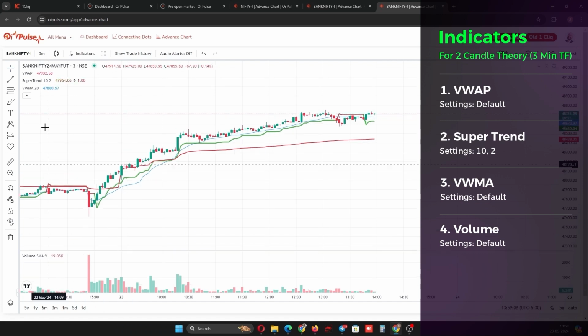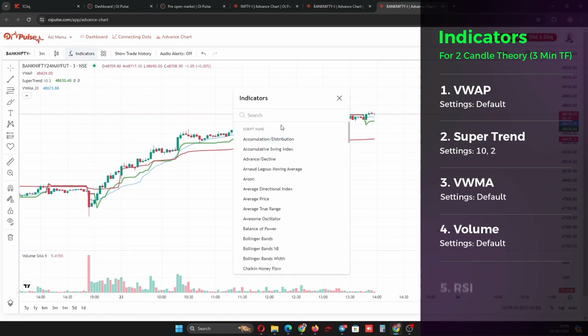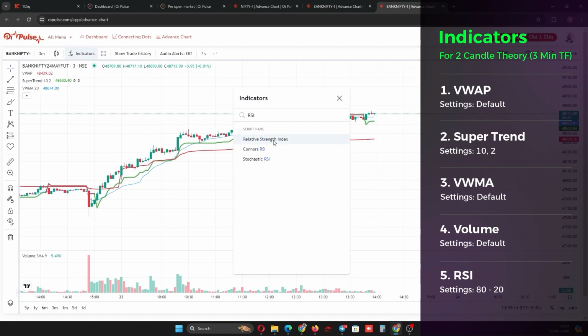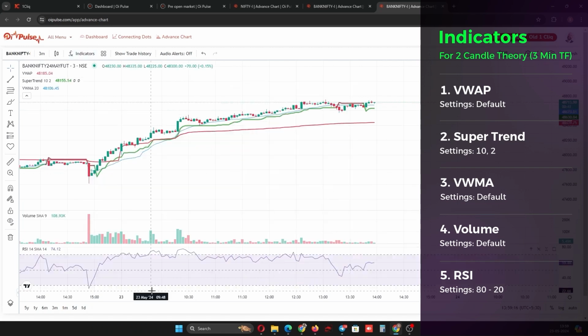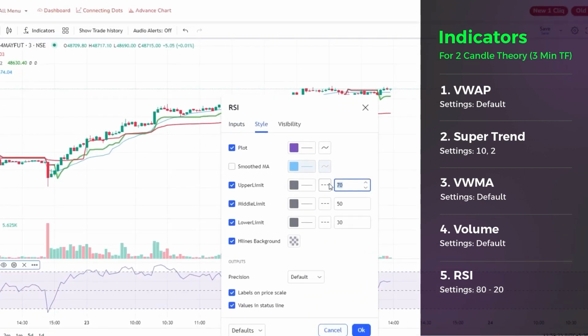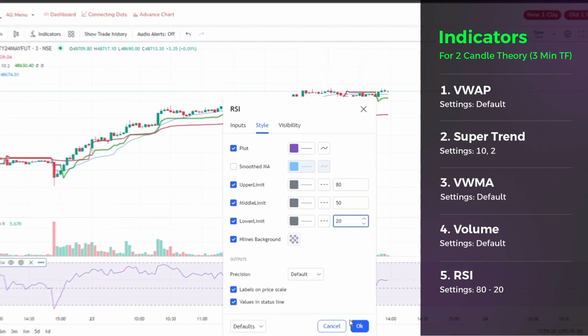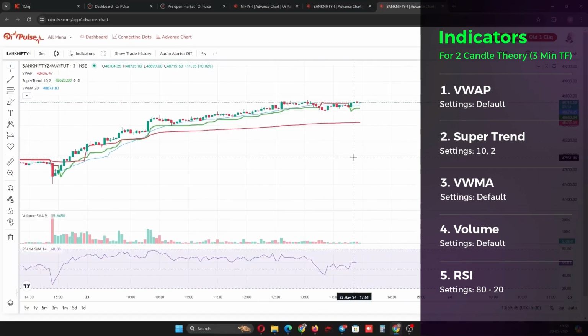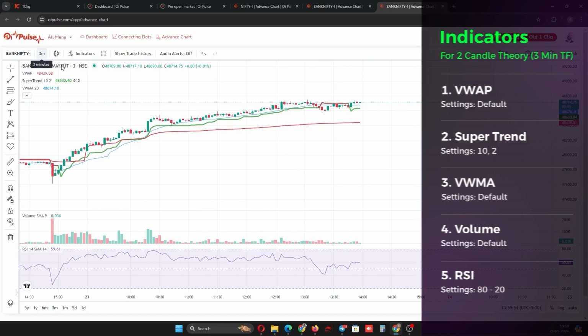We will add the next indicator, that is RSI. In RSI, the overbought zone and oversold zone, what we will be using is 80-20. So we will change that to 80-20. And RSI settings is a default one which we will be using, that is 14 period RSI. And the time frame we will be using is a 3-minute time frame.